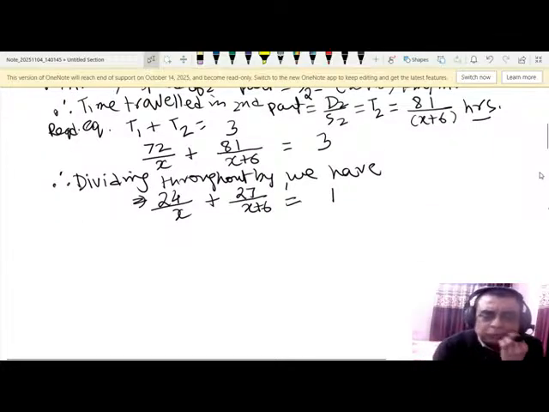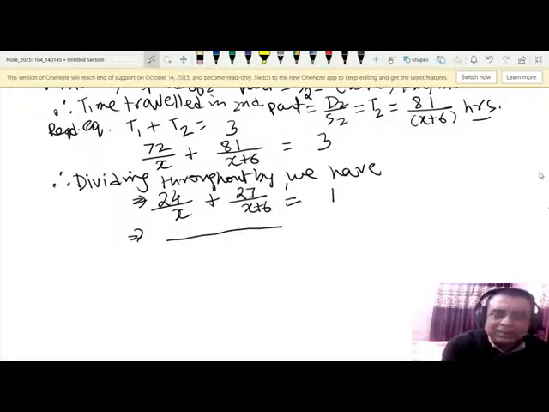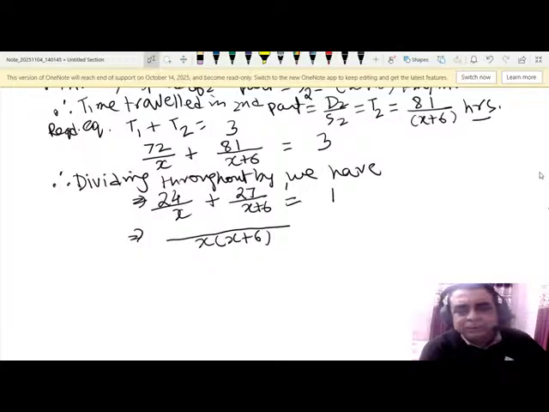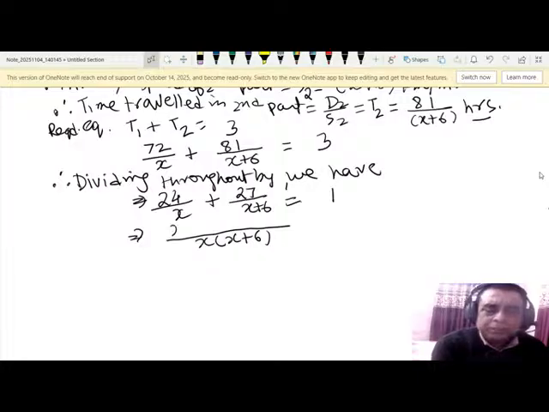Now you take the common denominator on the left side. That is the LCM of the two denominators. It is x times x plus 6. Now divide this common denominator by the first denominator, that is x. The answer is x plus 6. Multiply the numerator 24 with x plus 6. Now in between, put the plus sign.